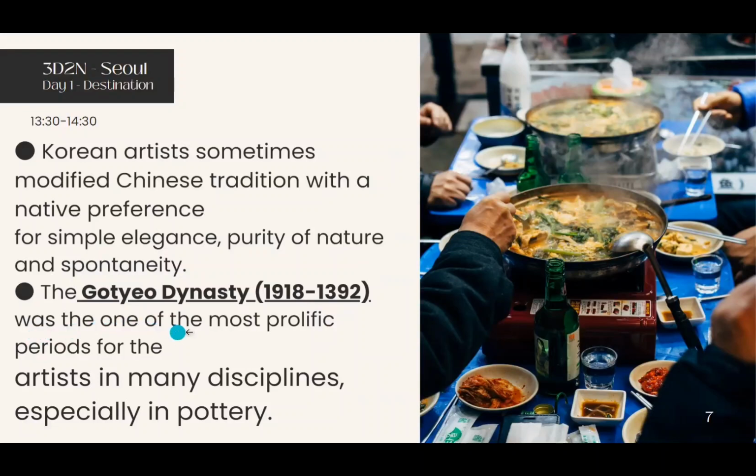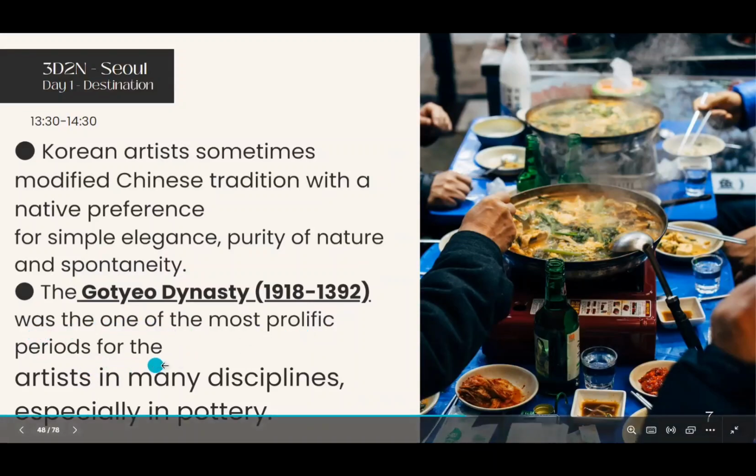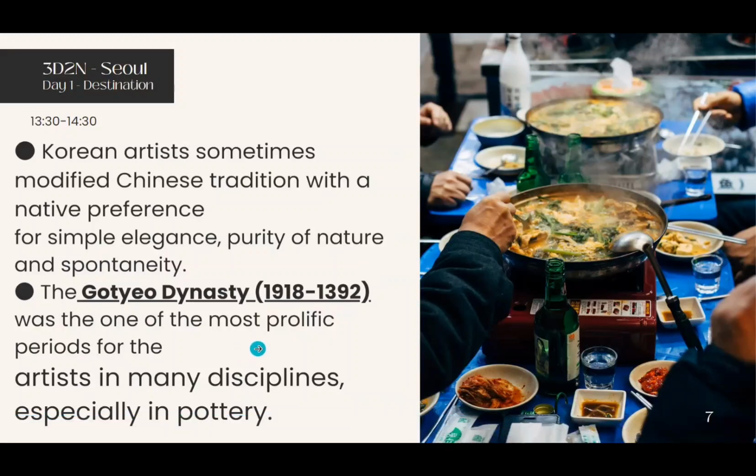It is one of the most prolific periods for the artist in many disciplines, especially in pottery. The history of Korea dates back almost 5,000 years. The country started modernization and economic development in the late 19th century, a process blocked by Japanese colonial annexation in 1910. Rapid economic and industrial development began again in the 90s.